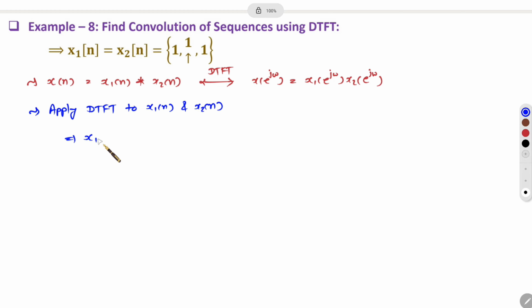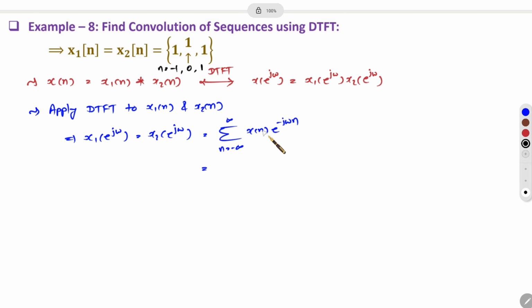So here we will be having x1 of e to the power j omega. Here both signals are same. So that will be x2 of e to the power j omega. And here standard equation is summation, where n is ranging from minus infinite to plus infinite, x of n into e to the power minus j omega n. Now here, if you carefully observe, see this x of n, that is having three elements. Here, if you carefully observe, see small n is equals to minus 1 over here it is 0, and over here it is 1, right?